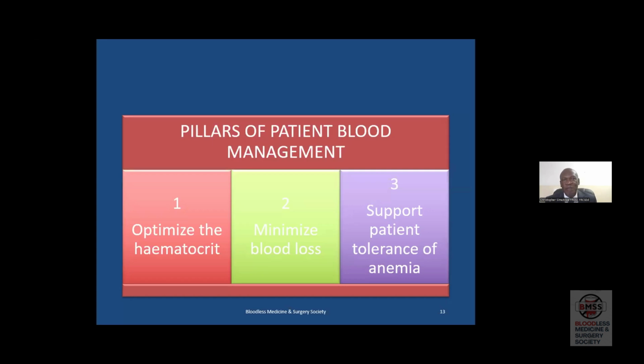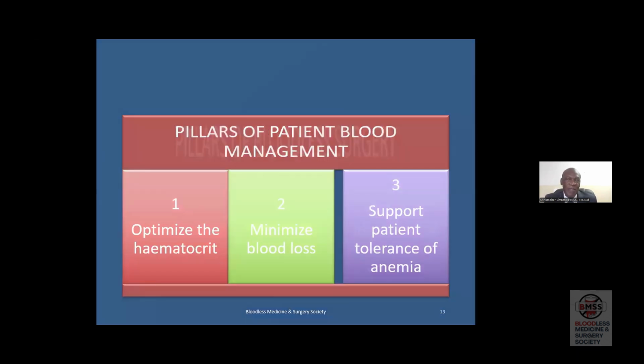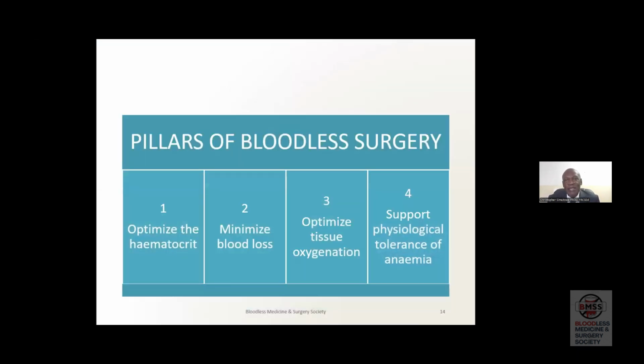We go back to the pillars of patient blood management. They are three: one, to optimize the hematocrit; second, to minimize blood loss; and third, to support patient tolerance of anemia. In bloodless surgery, sometimes we actually add a fourth pillar. So the first is to optimize the hematocrit; second, minimize blood loss; third, optimize tissue oxygenation; and fourth, support physiological tolerance of anemia. A bit more on these.